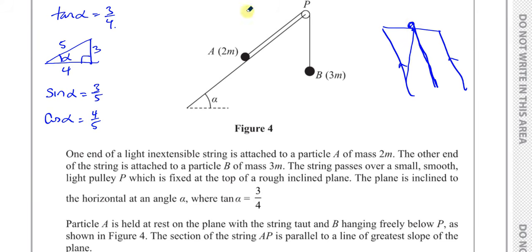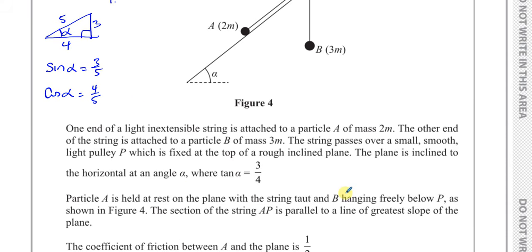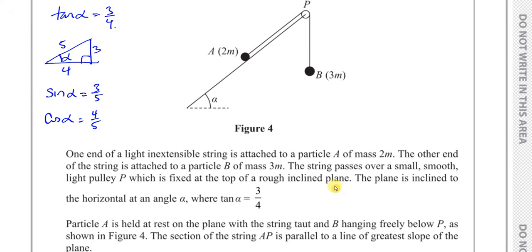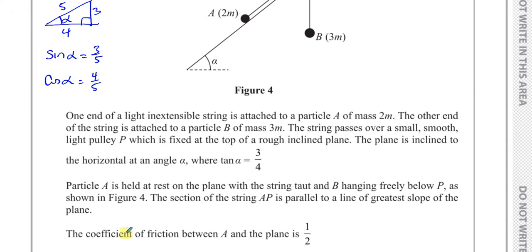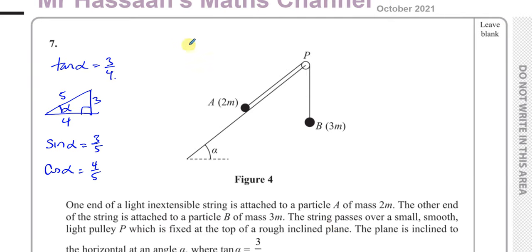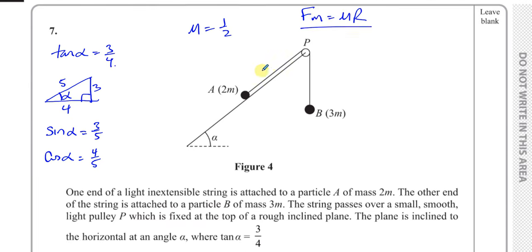I don't know if you can picture what I'm trying to draw there, but it's not such an important point. It doesn't really affect the question that much. In terms of what you have to write down, the coefficient of friction between A and the plane is 1/2. So that's the value of mu, which is 1/2, and we know that F max is equal to mu R, which we'll talk about later.